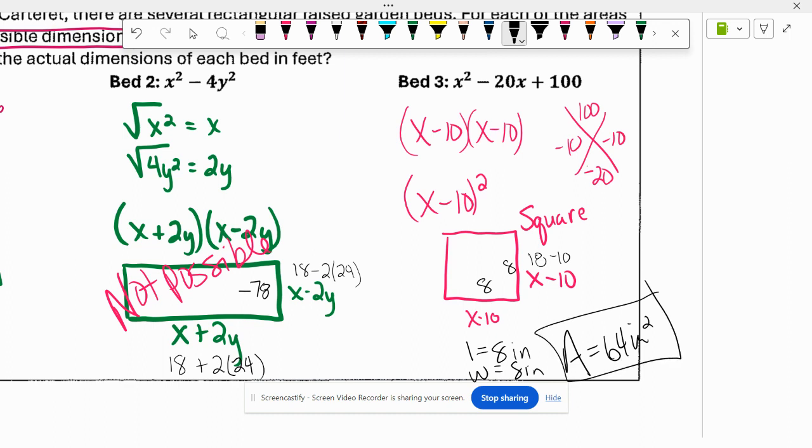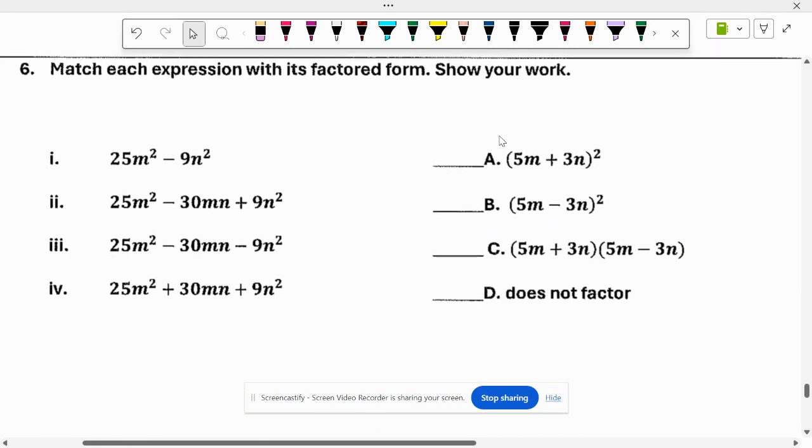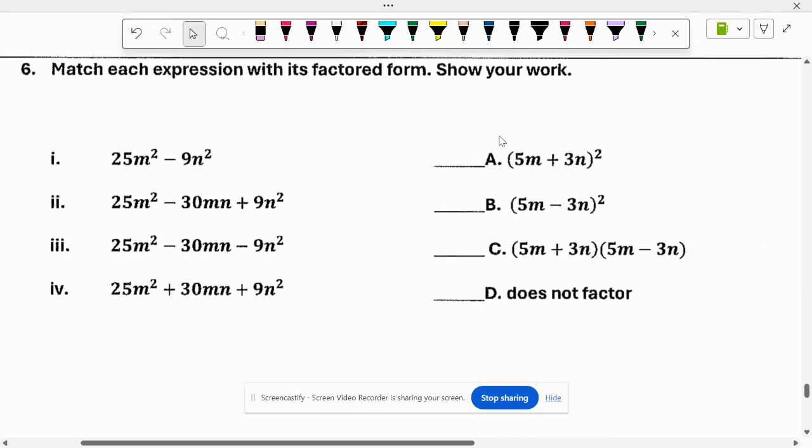Okay. I'm going to flip over to the back. We have 4 more questions. It says match each expression with its factored form. Show your work.